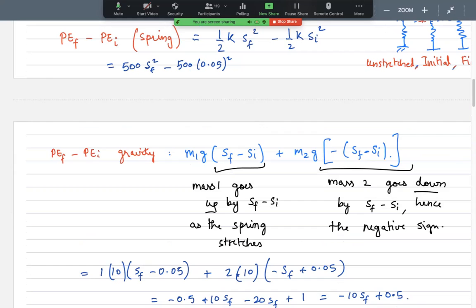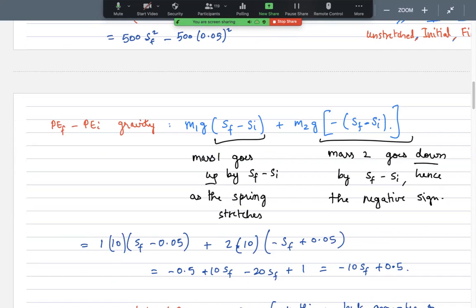Sometimes we might ask things like work done by the spring. If you want to know that, you just find this quantity, and the negative of that is the work done by the spring. Negative of this difference is basically work done by the spring. But here we just care about potential energy.